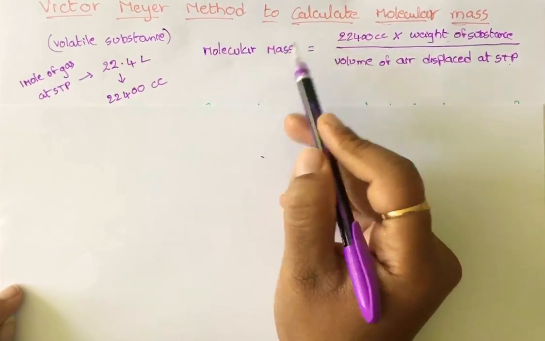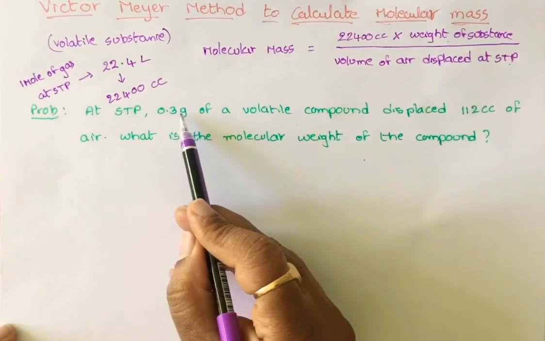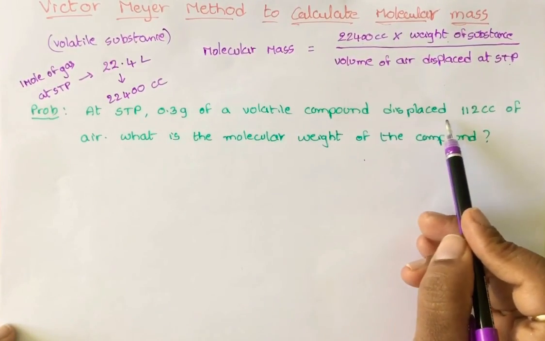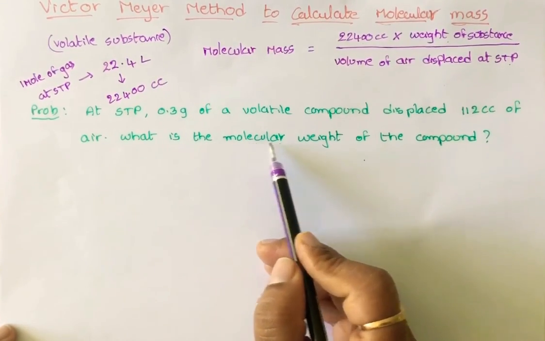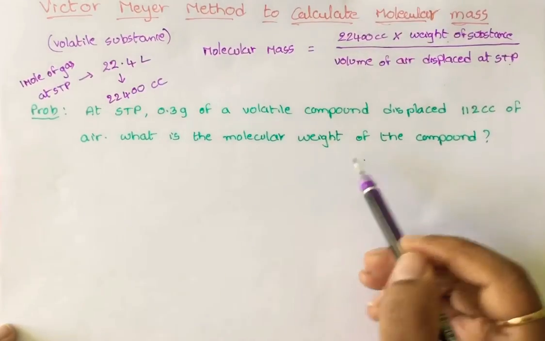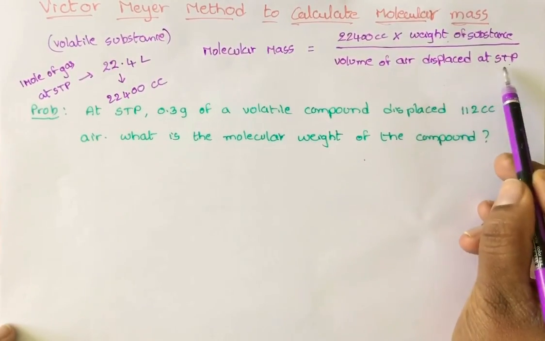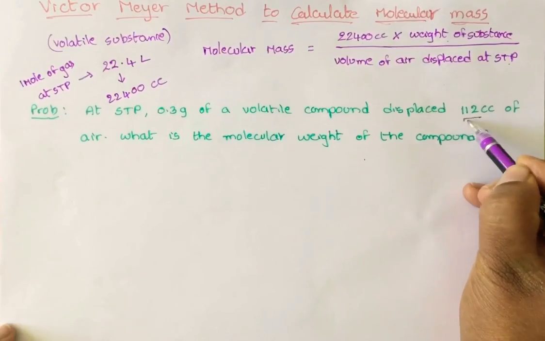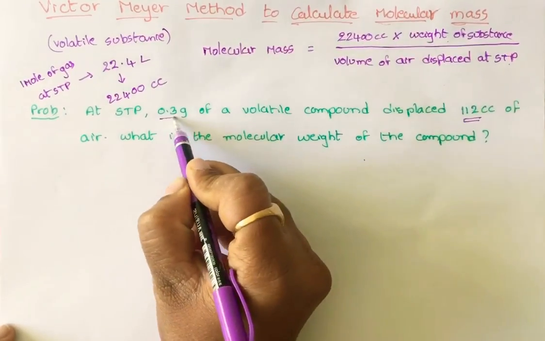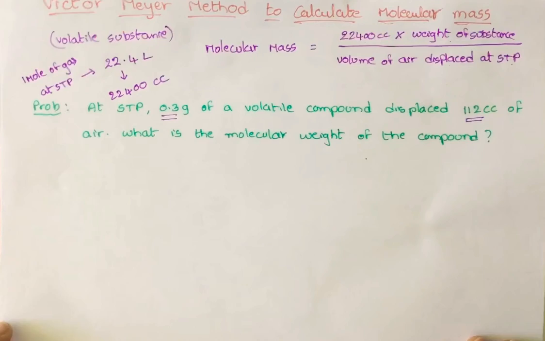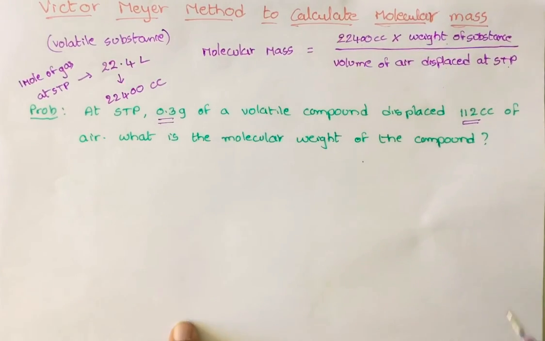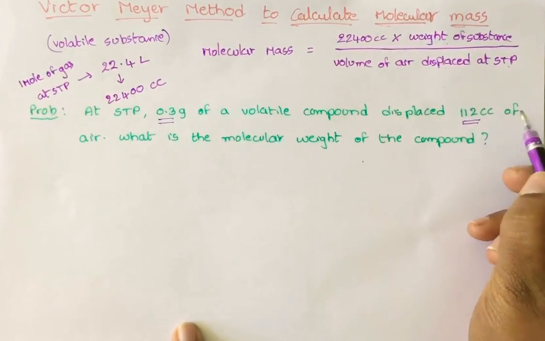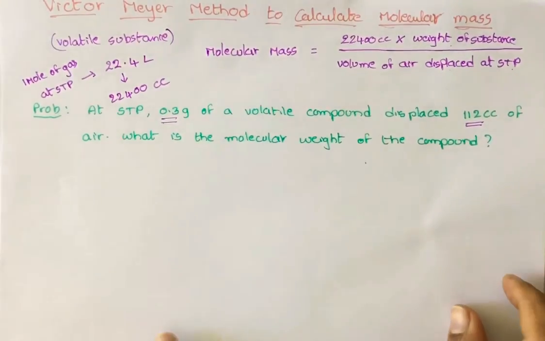Let us discuss this with an example. At standard temperature and pressure, 0.3 grams of a volatile compound displaces 112 cc of air. So what is the molecular weight of the compound? After doing experiment, they got this value. Volume of air displaced at STP is 112. And the weight of the substance that they took is 0.3 grams to evaporate. So the 0.3 grams of the substance is evaporated, and when it is evaporated, 112 cc of air is displaced. Then what is the molecular weight of the compound?